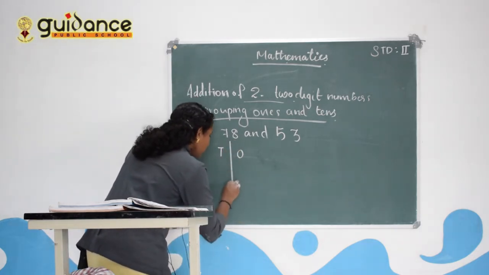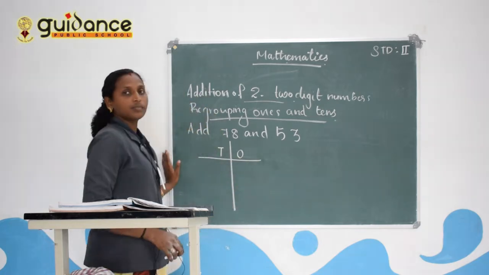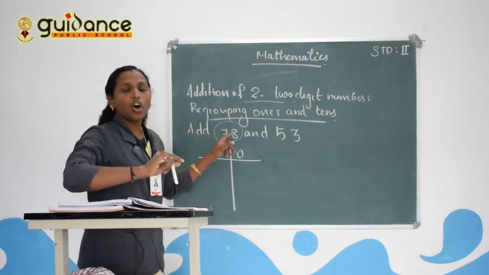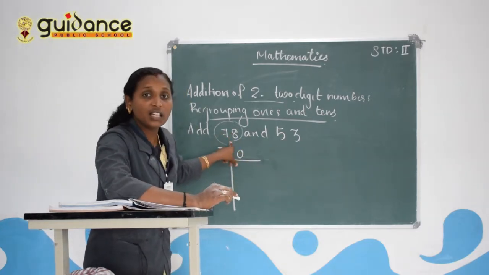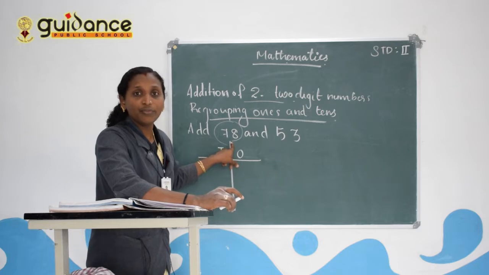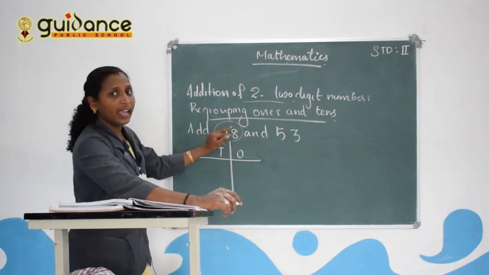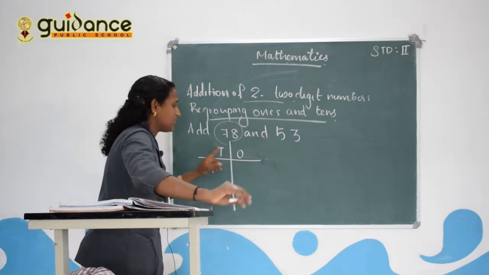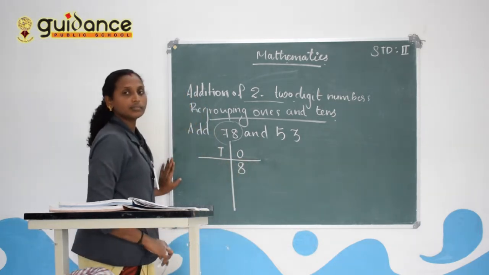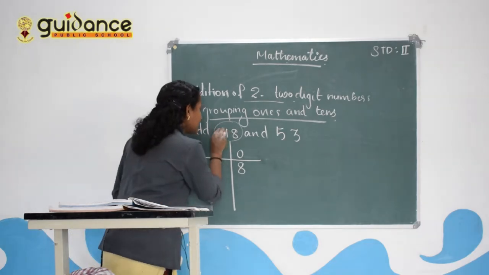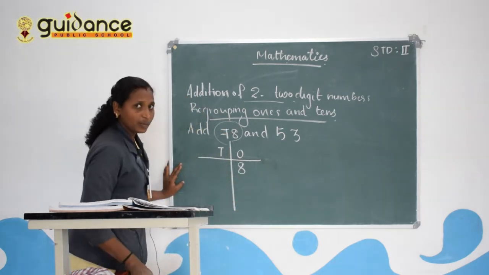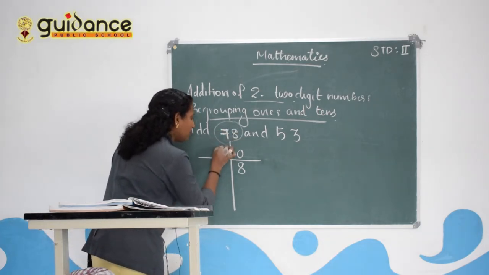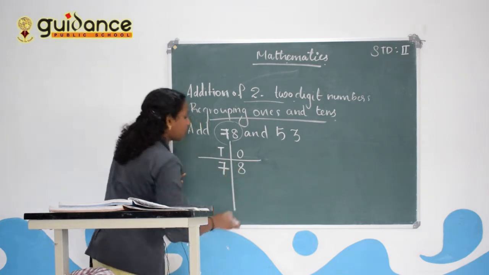So look at this. You will separate the places. Look at the first number, 78. How many ones does this number have? It has 8 ones. That 8 can be written at the bottom of the ones place, that means here. The next, 7, is in the tens place. That means this is the place of tens. The 7 can be written at the bottom of tens. That is 78.